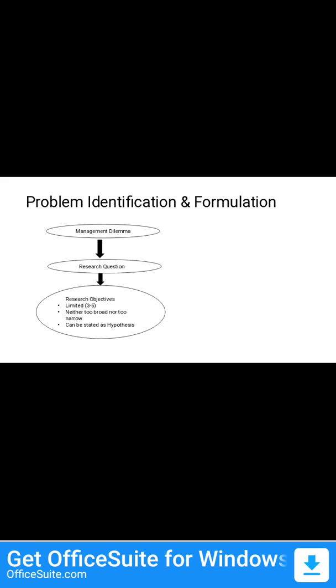Apart from that, they should neither be too broad nor should they be too narrowly defined. What do we mean by this? We'll take up one example and then we'll understand what we basically mean by this particular statement. The third thing is that these research objectives can also be stated in form of some hypothesis. So let us take an example to understand these terminologies.